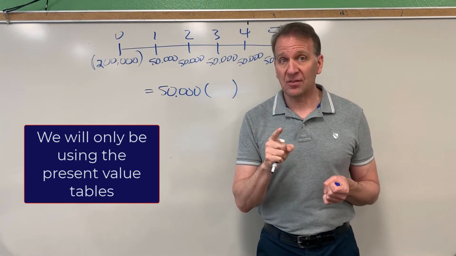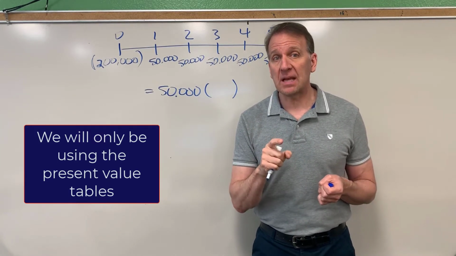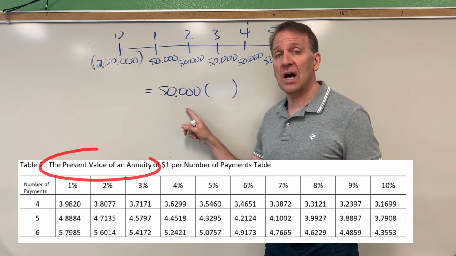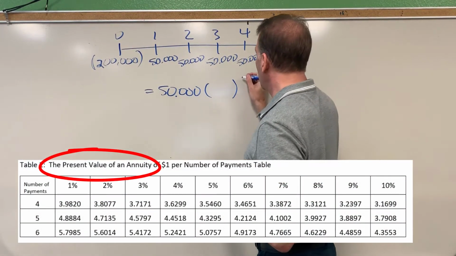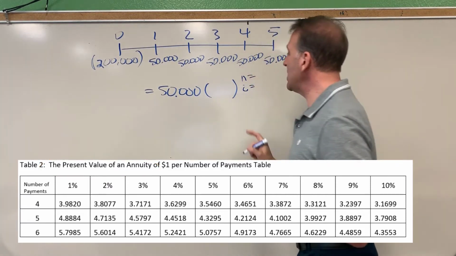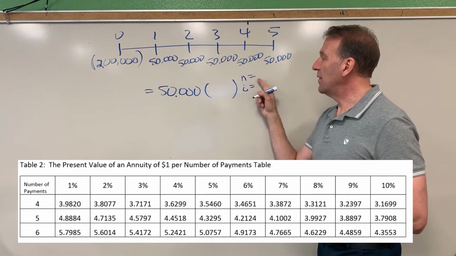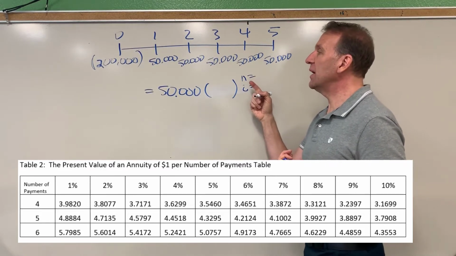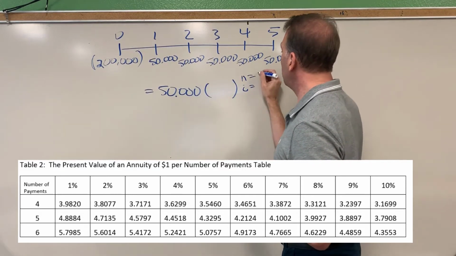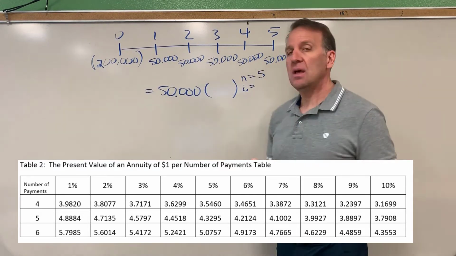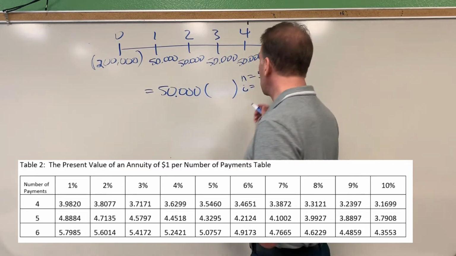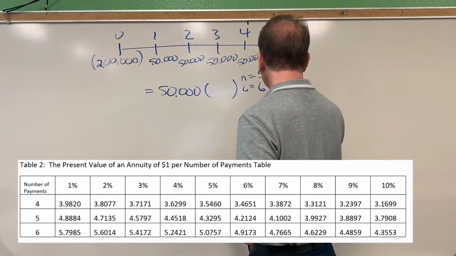You always want the present value tables, the PV tables, and you want, in this case, the present value of an annuity. Now, there's 2 things we need to know to pull this factor out. We need to know the number of years, the number of periods for this cash flow. And this cash flow is for 5 periods in my example. And then we need to know what the interest rate is. And we're going to assume that the interest rate is 6%.